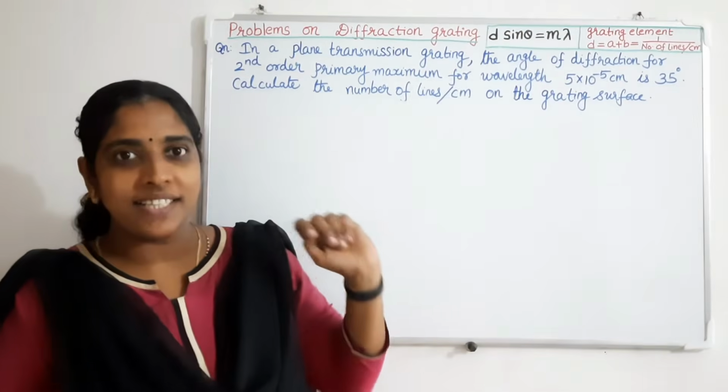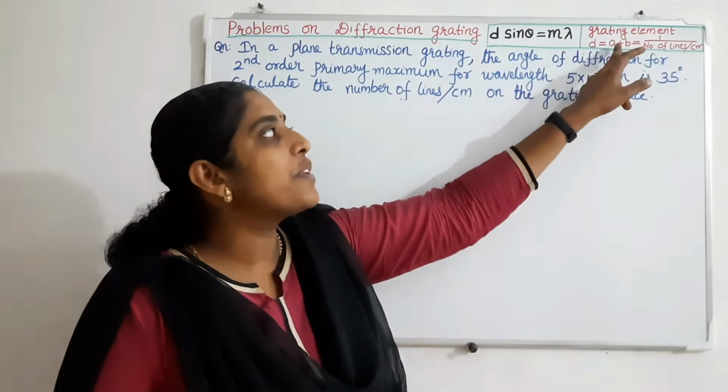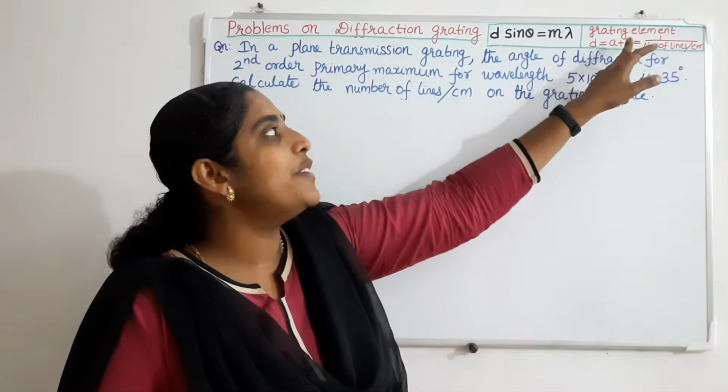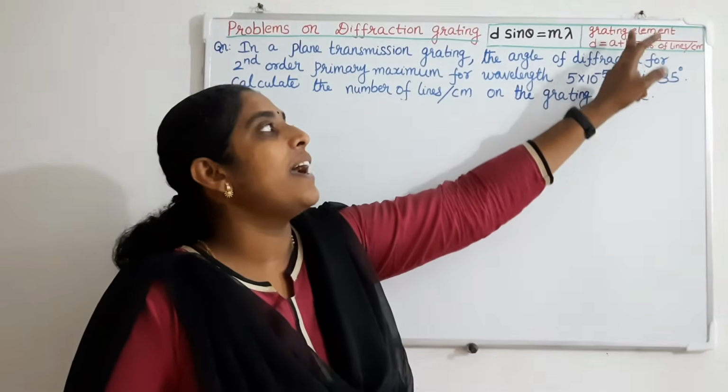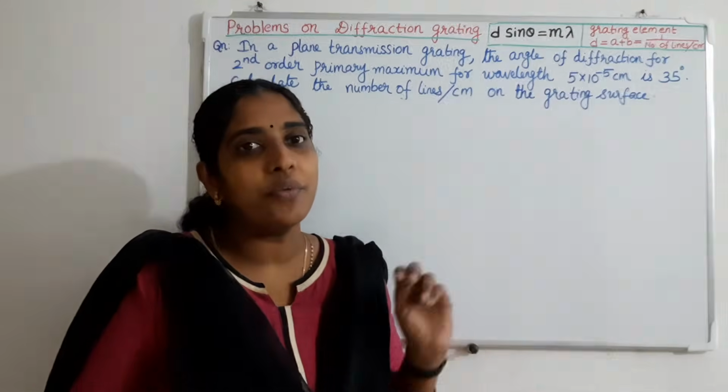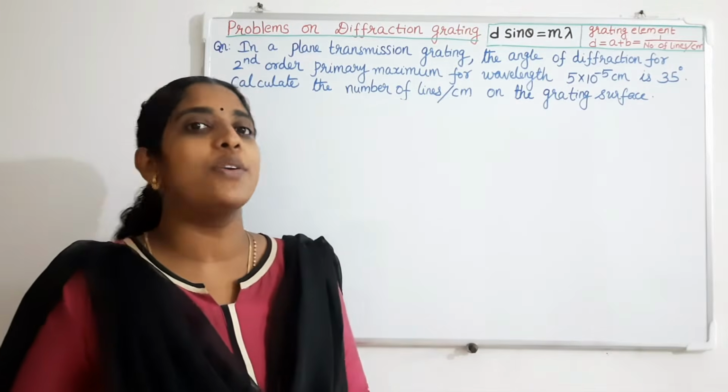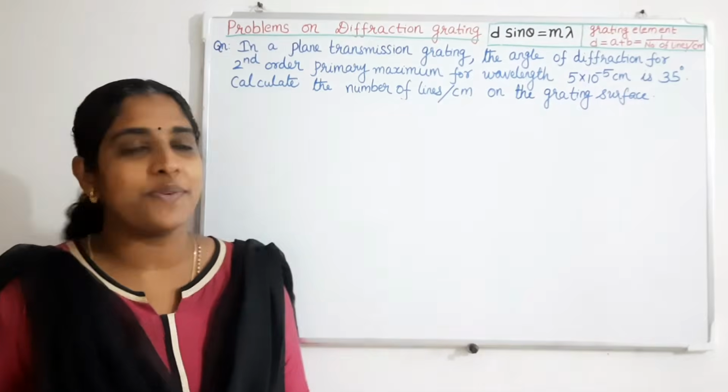d is known as the grating element, that is the sum of the width of the slit a and the width of the opaque portion b. The grating element d and the number of lines per unit length are reciprocal to each other. We can see the first question.